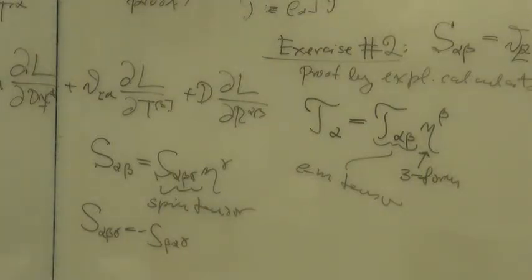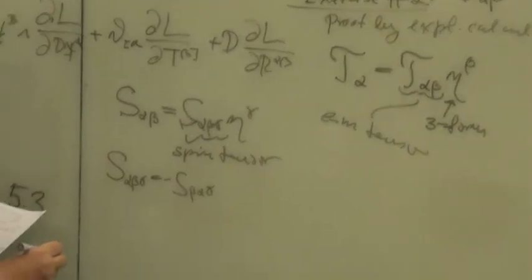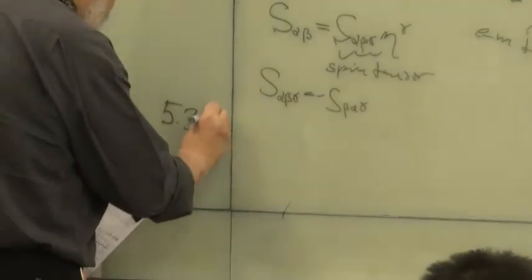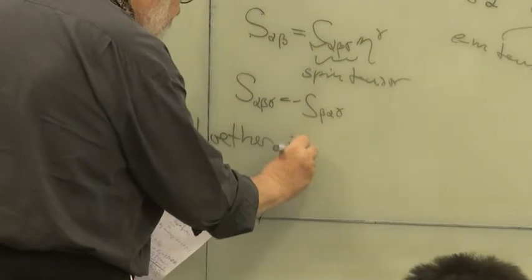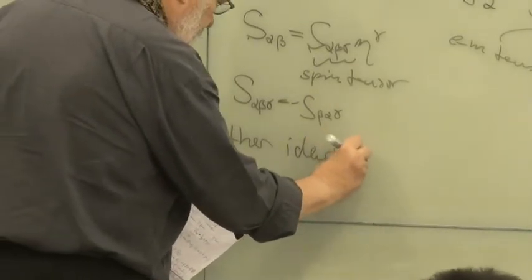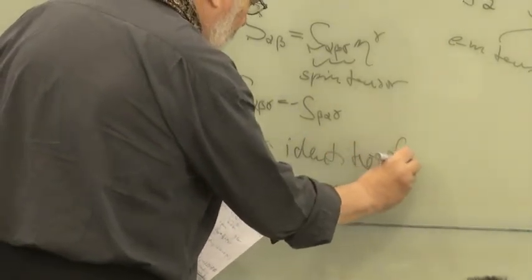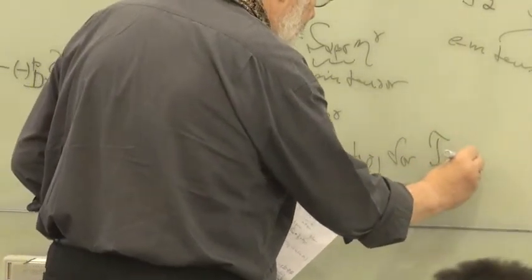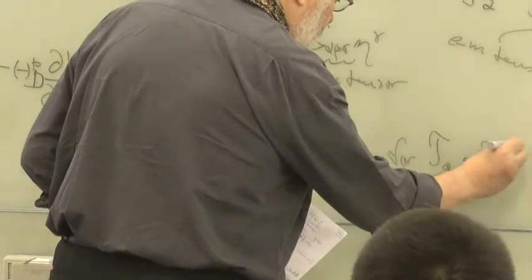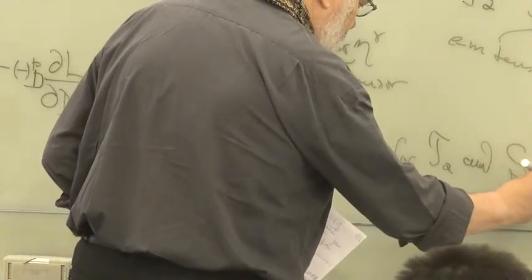Okay, now we have all preparations in order to derive the Noether identities. Section 5.3. Noether identities for T and S. Noether identities for T, the energy momentum 3-form T_alpha, and S, the spin 3-form S_alpha beta.